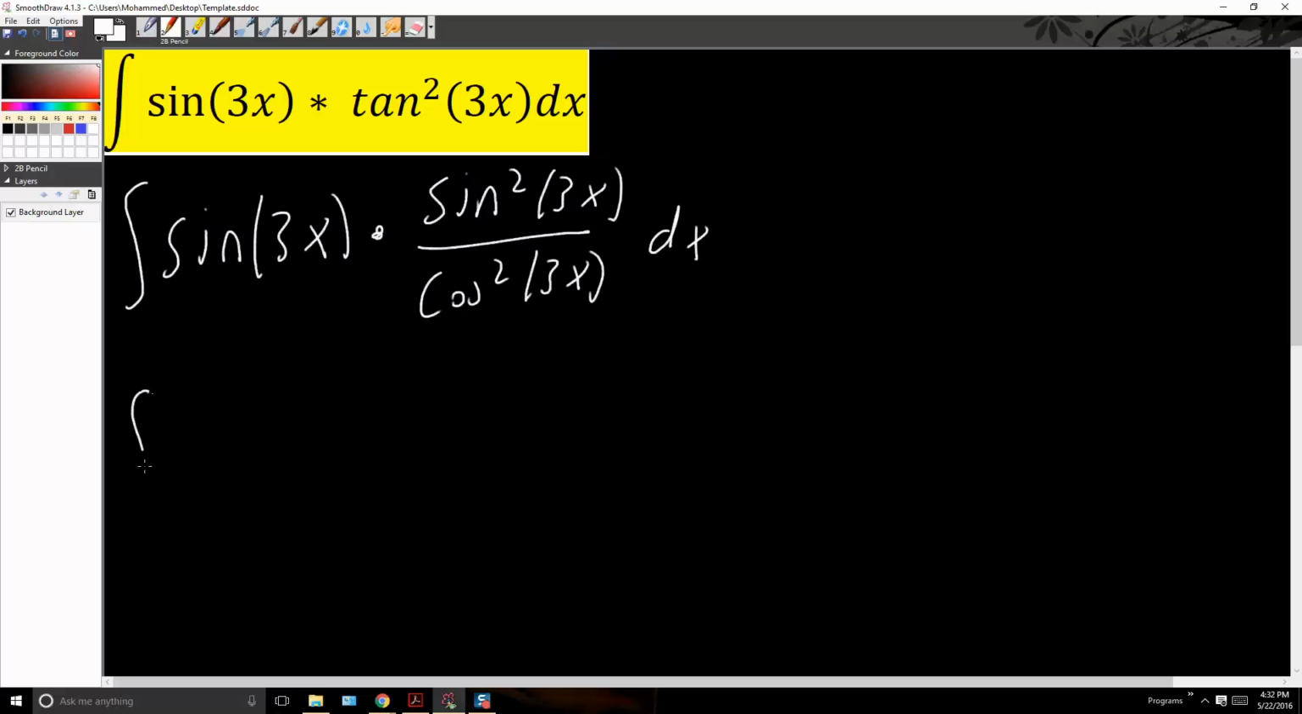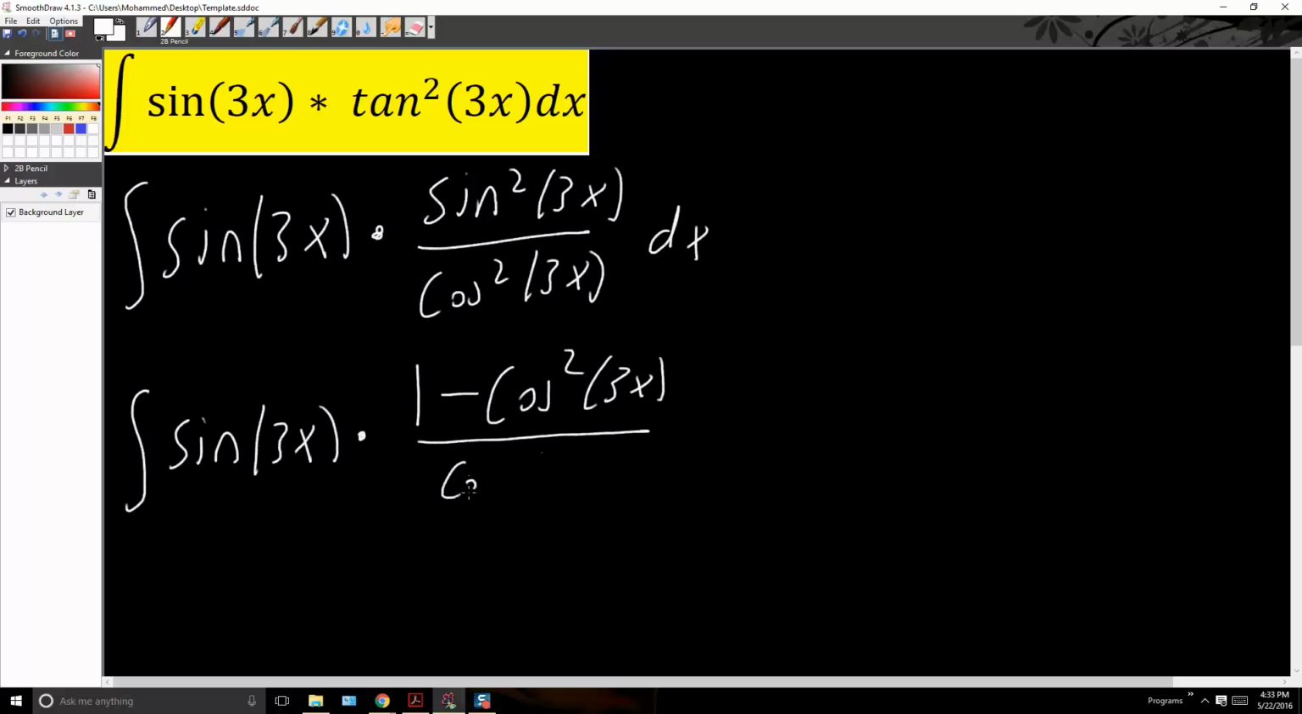And then we will use a trig identity for sine squared x. So we're going to have sine 3x here times, we will use 1 minus cosine squared 3x, divided by cosine squared 3x in terms of dx. We just converted sine squared 3x into 1 minus cosine squared 3x.